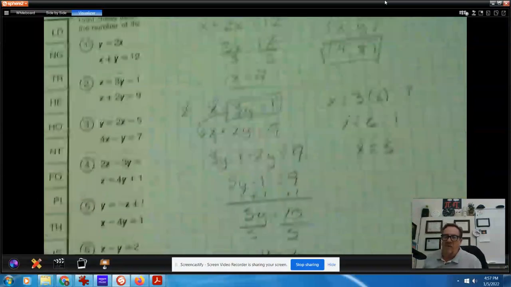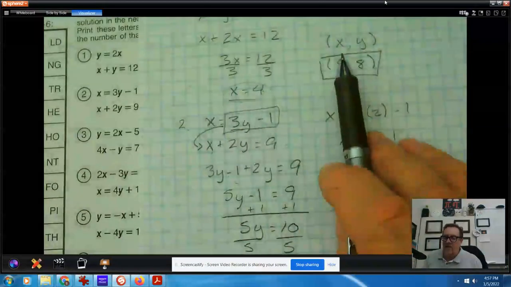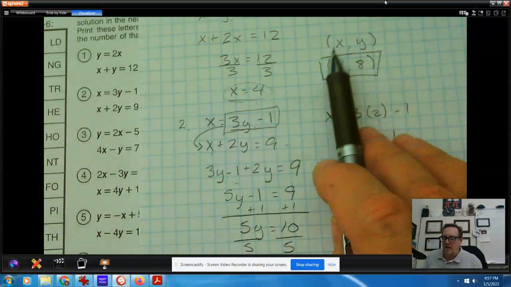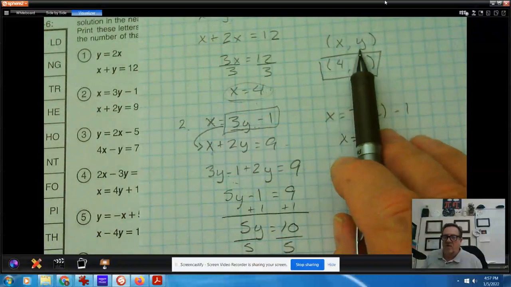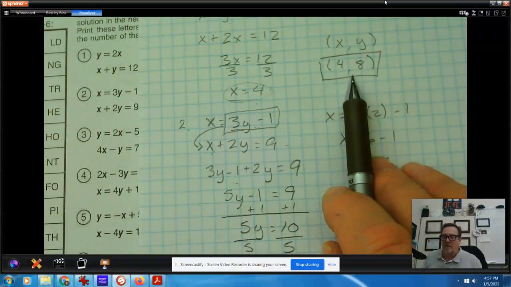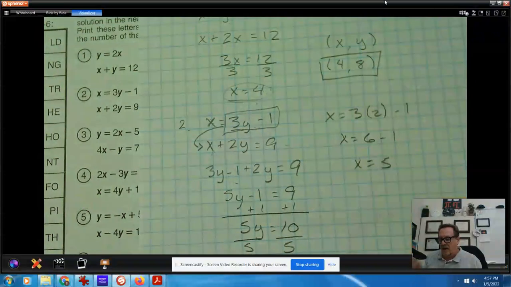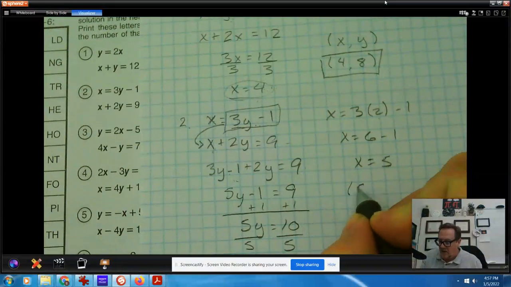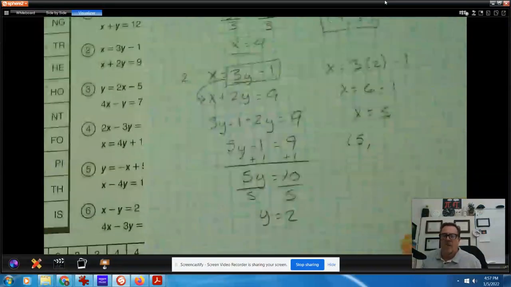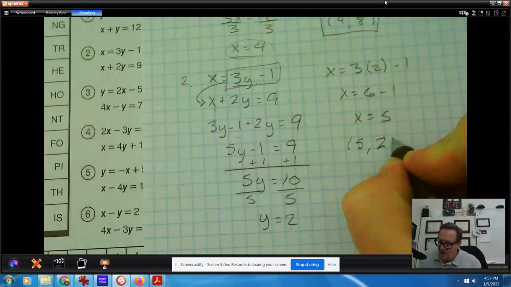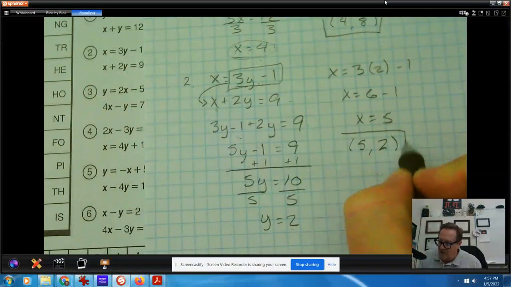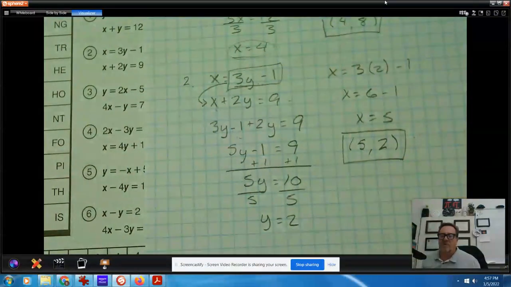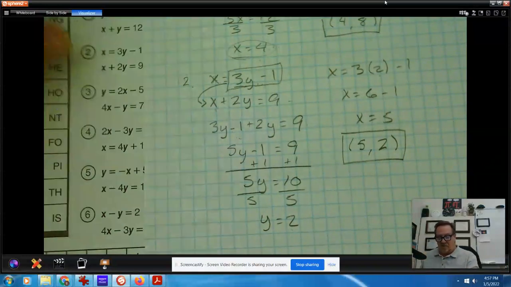How do we report our answers? Our answers are always this ordered pair. So we're going to put our x and y that we found inside parentheses separated by a comma. It's a point, it's a coordinate where the lines cross. In this case, our x was 5 and our y was 2. So the point they have in common is the point (5, 2). Okay? That's how we do these problems.